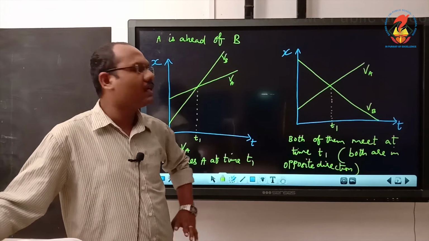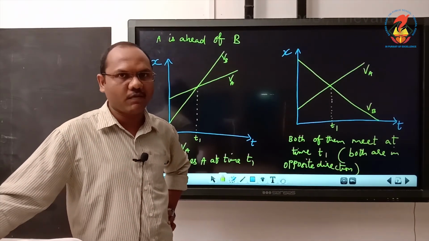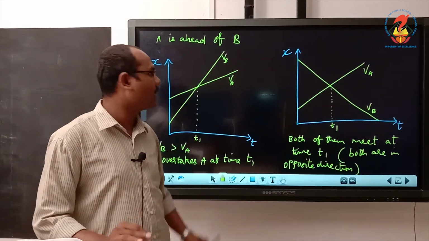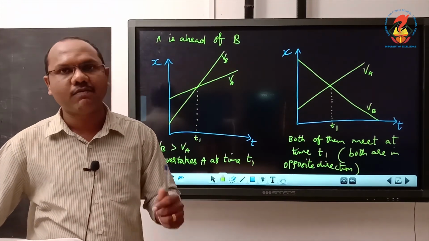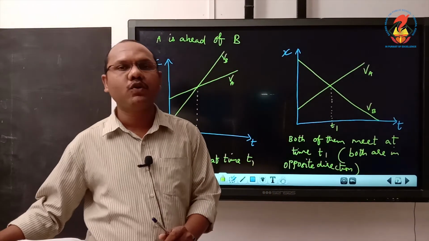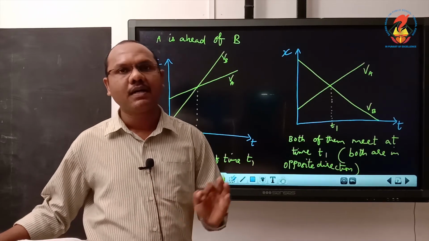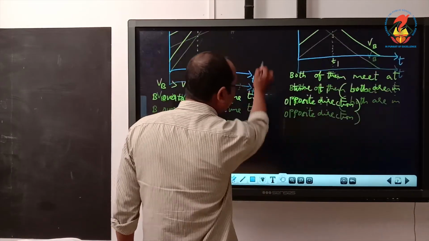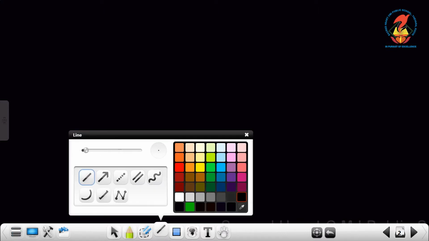So these are the 4 graphs related to relative velocity. If relative velocity is the same, the graph will be parallel lines. Otherwise, depending upon the slope, you can say which one moves faster and which one moves slower. Now let us see how to derive kinematic equations of motion using the graphical method. For that, first we need a velocity time graph. So I am going to draw the velocity time graph.